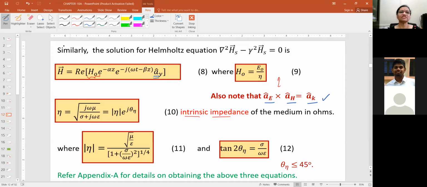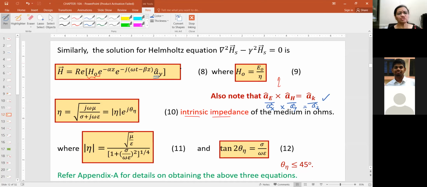So maybe I'll just write it here and show you that it is consistent. E is along a_x cap, then H is along a_y cap. So what is the direction you should get? a_z cap. So it's fine. Okay, so every time do this check.